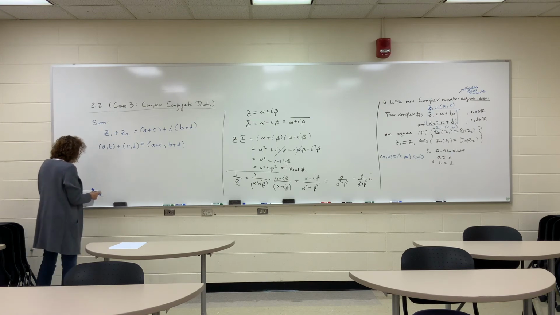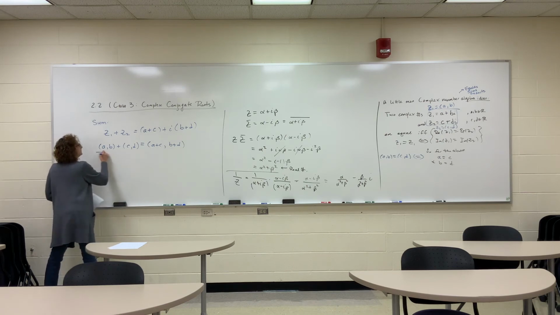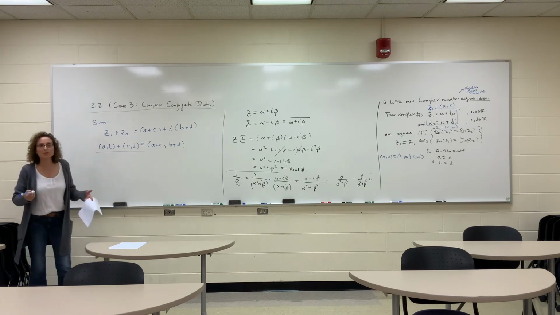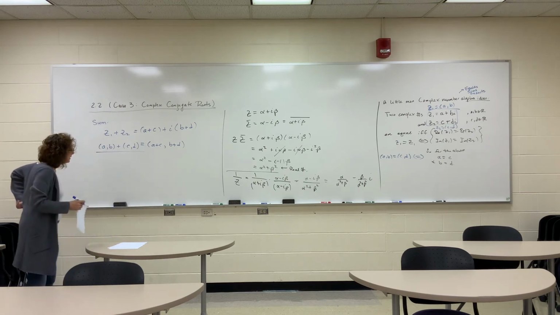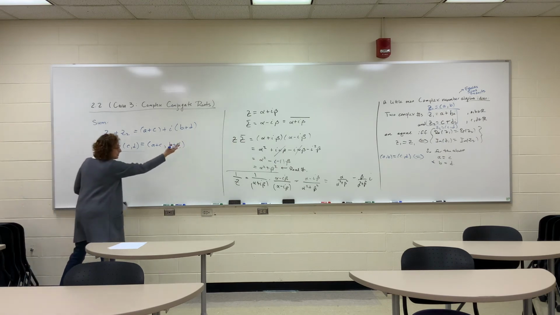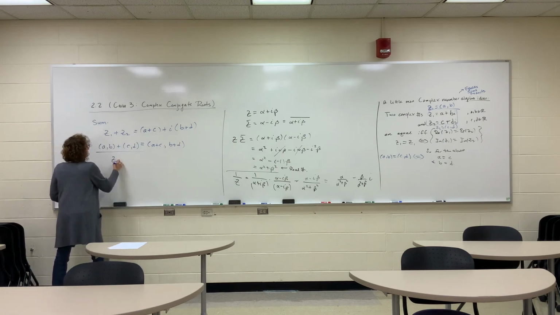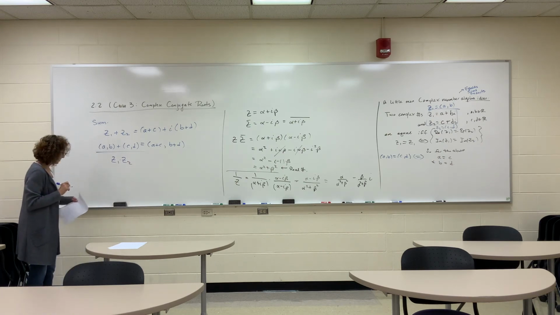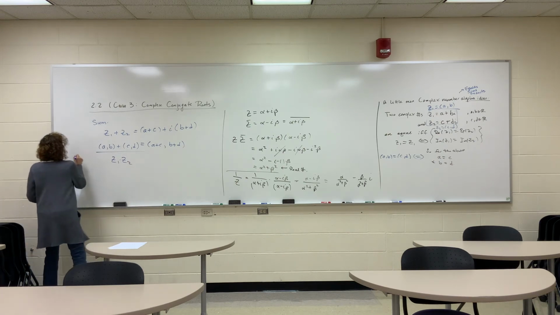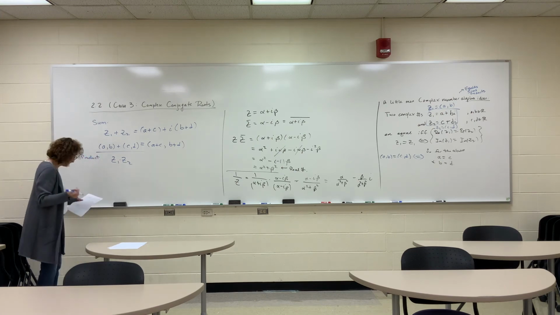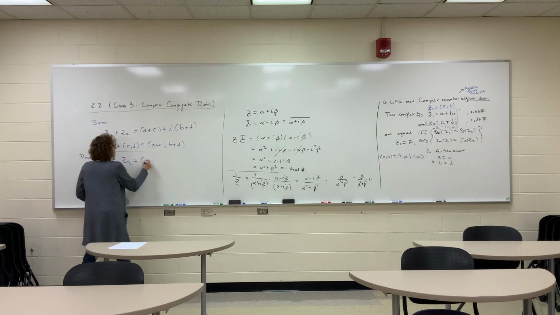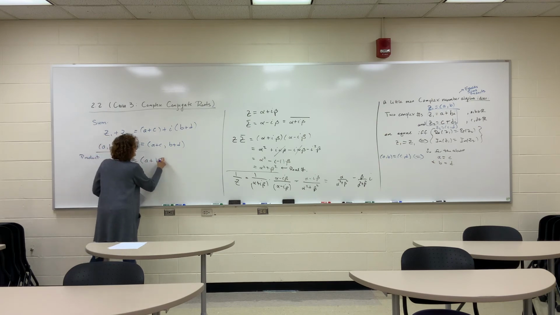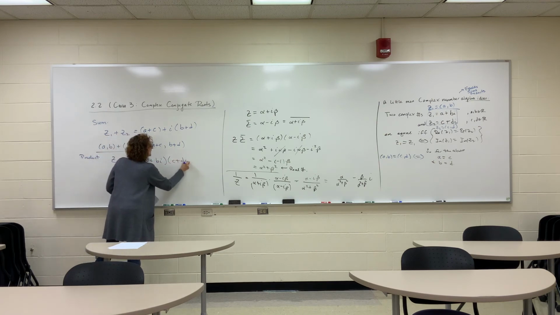When we multiply, it's a little different. We don't just multiply real parts and multiply imaginary parts, for the same reasons we saw earlier. So what if we're going to multiply two complex numbers? Here's a product, the product of two complex numbers. We've got A plus BI times C plus DI.